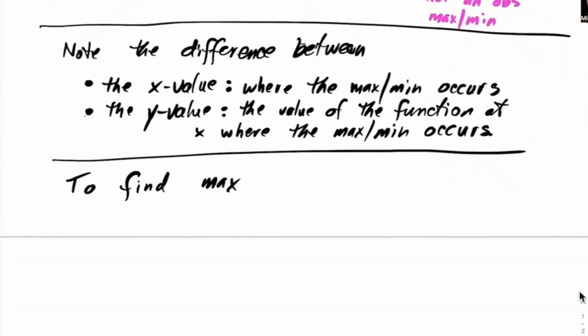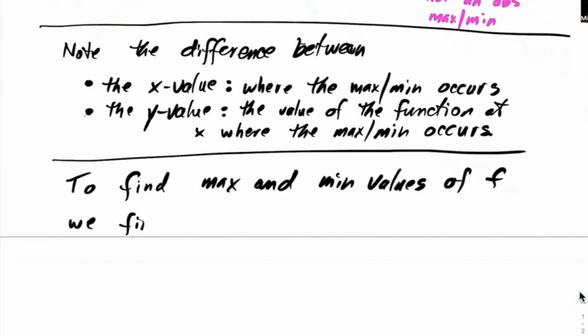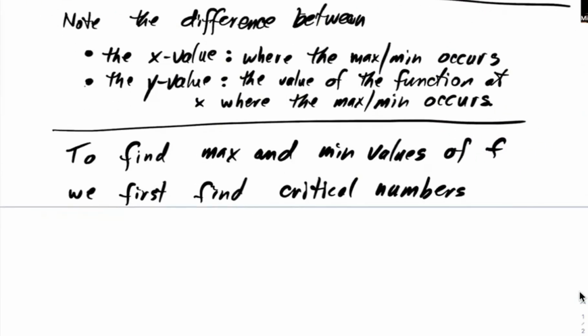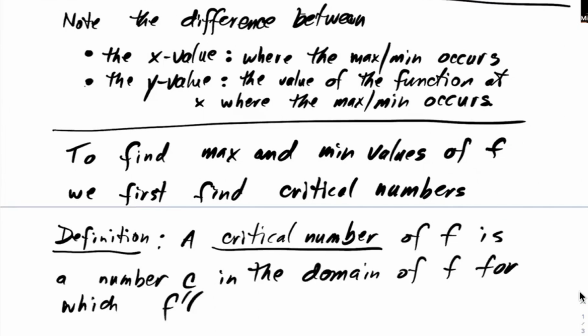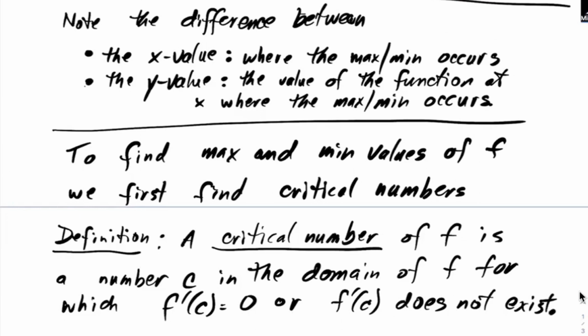To find max or min values of a function, we first find the critical numbers of the function. All right, so we have a little definition here. A critical number of a function f is a number c in the domain of f for which f prime of c equals 0 or f prime of c does not exist. So I think it would be good to go through an example of this. So let's look at an example.